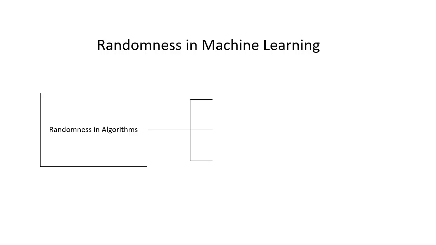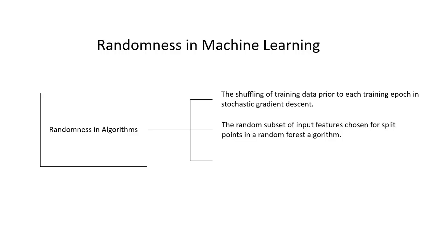Some clear examples of randomness used in machine learning algorithms include the shuffling of training data prior to each training epoch in stochastic gradient descent, the random subset of input features chosen for split points in random forest algorithms, the random initial weights in artificial neural networks, and these are just a few. You can see that there are both sources of randomness that you must control for, such as noise in your data, and sources of randomness that you have some control over, such as algorithm evaluation and the algorithms themselves.